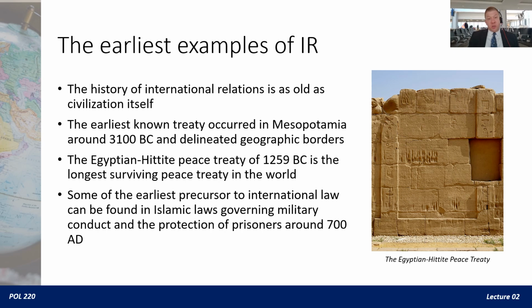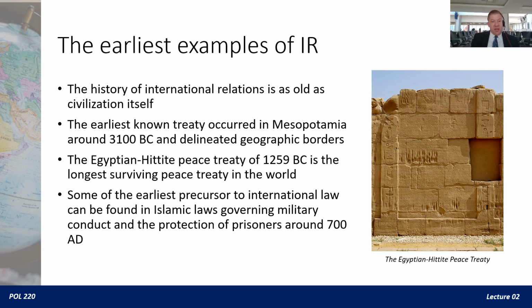So the earliest examples of international relations actually go back pretty far, in fact, to the earliest records we have of human history. You can see the earliest known treaty occurred in Mesopotamia around 3100 BC. So Mesopotamia would be modern-day Iraq. Mesopotamia, if I remember from my history class, means, what does that mean? Land between two rivers? Yeah, the Tigris and Euphrates rivers. And this initial agreement delineated geographic borders. So we can at least see that there were concerns about territorial areas and creating legal distinctions very early on.